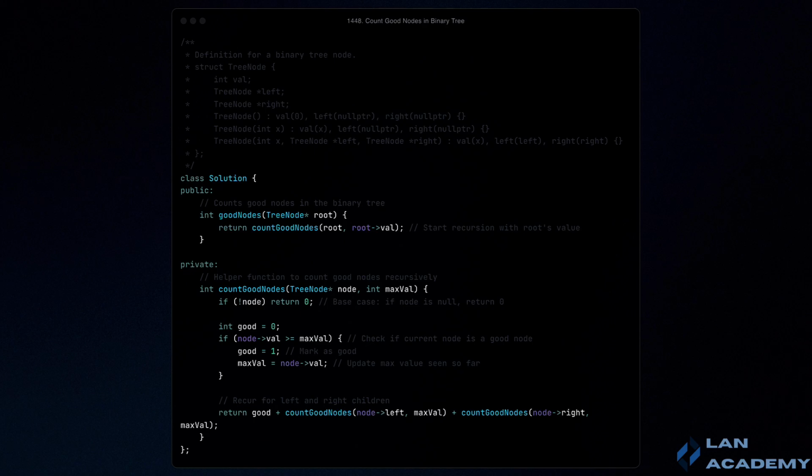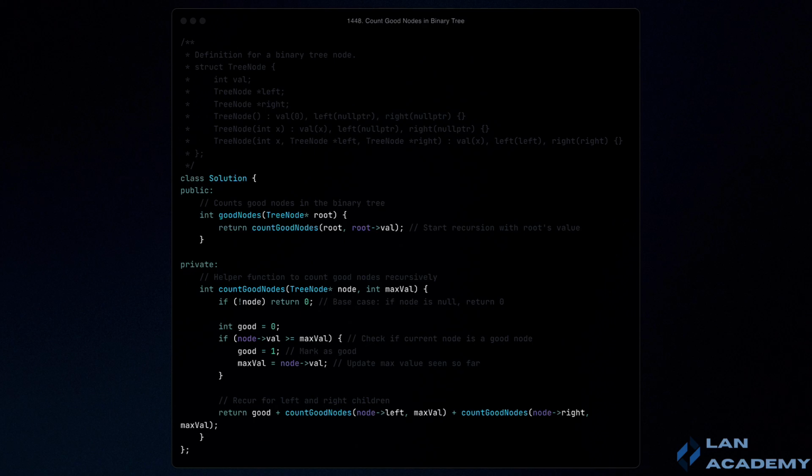In summary, this algorithm effectively traverses the entire tree and counts the good nodes by comparing each node's value with the maximum value encountered on the path from the root to that node. The recursion handles the traversal and comparison efficiently, ensuring that each node is processed only once. This approach guarantees an optimal calculation of the number of good nodes in the given binary tree.